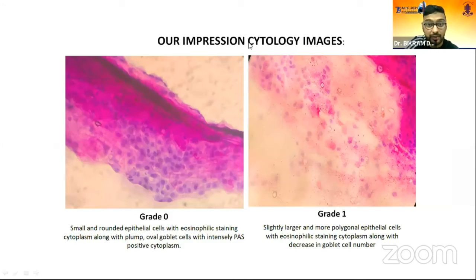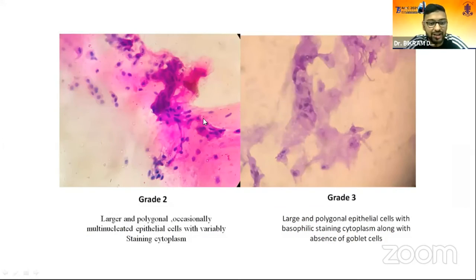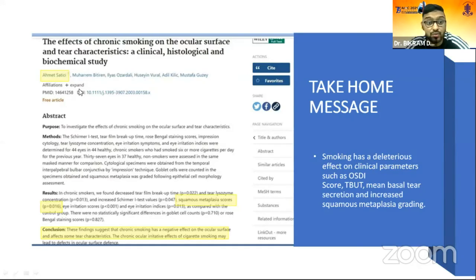These are some of our impression cytology images. As you can see, in grade 0, we have small and rounded epithelial cells with plump oval goblet cells, and we have intensely PAS positive cytoplasm. Now coming to grade 1, we had slightly larger and more polygonal epithelial cells, and there was decrease in goblet cell number. Coming to grade 2, we had multinucleated epithelial cells with very few goblet cells here and there. Now coming to grade 3, we had large and polygonal epithelial cells with basophilic staining cytoplasm along with absence of goblet cells. Our study was in coherence with the landmark study conducted by Ahmed Satici on chronic smokers.